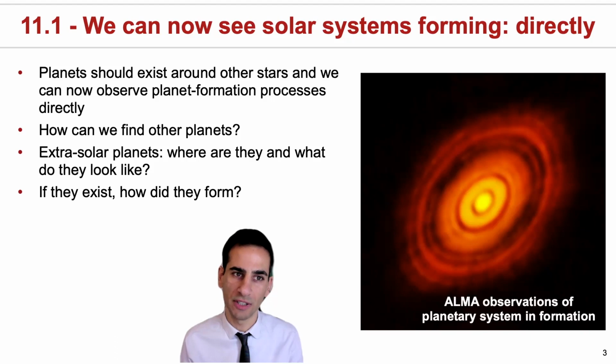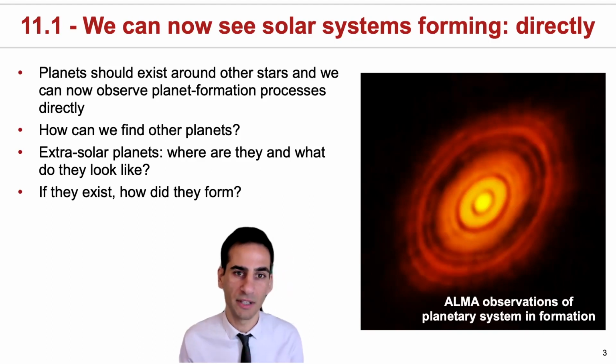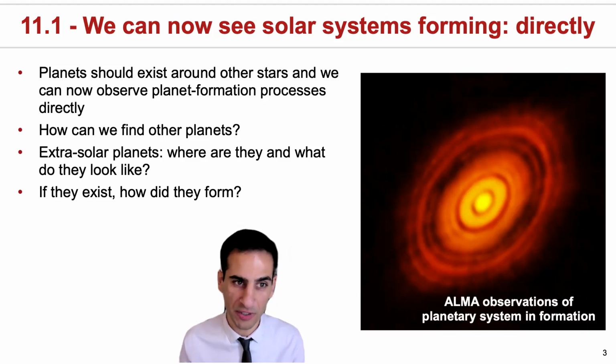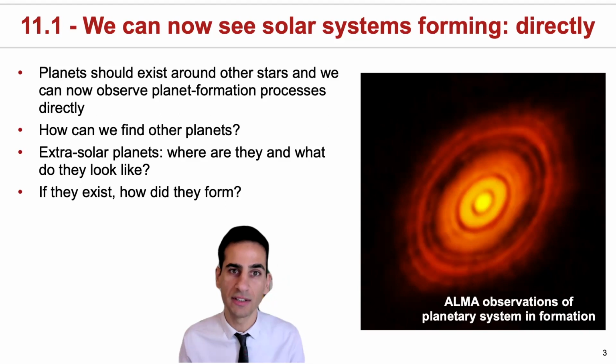Of course, we always knew that planets should exist around other stars because our planet does, and we have our own solar system, so why should other stars be different? But one of the big questions has been whether we can actually find other planets. And if we find them, will they look anything like the ones in the solar system? Will they be very different? And also, would they form in exactly the same conditions and essentially reveal the same trends that we discussed in section 10?